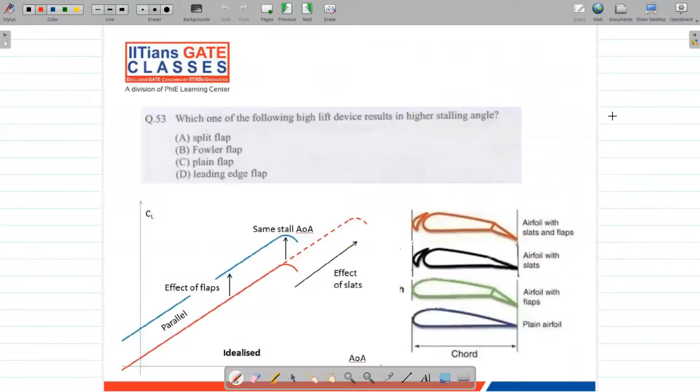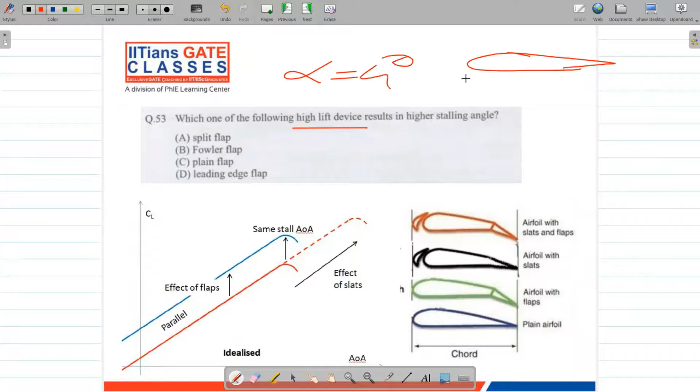Now let's look at this problem: which one of the following high lift devices results in higher stalling angle? The reason why we use high lift devices is to augment the lift. So let's say you have a wing flying at some angle of attack alpha, let's say 4 degrees. Now it will give you some value of CL, let's say 0.1. The idea of using high lift devices like flaps and slats is that at the same angle of attack of the wing, I want a higher value of CL. That is the main idea of using a flap.